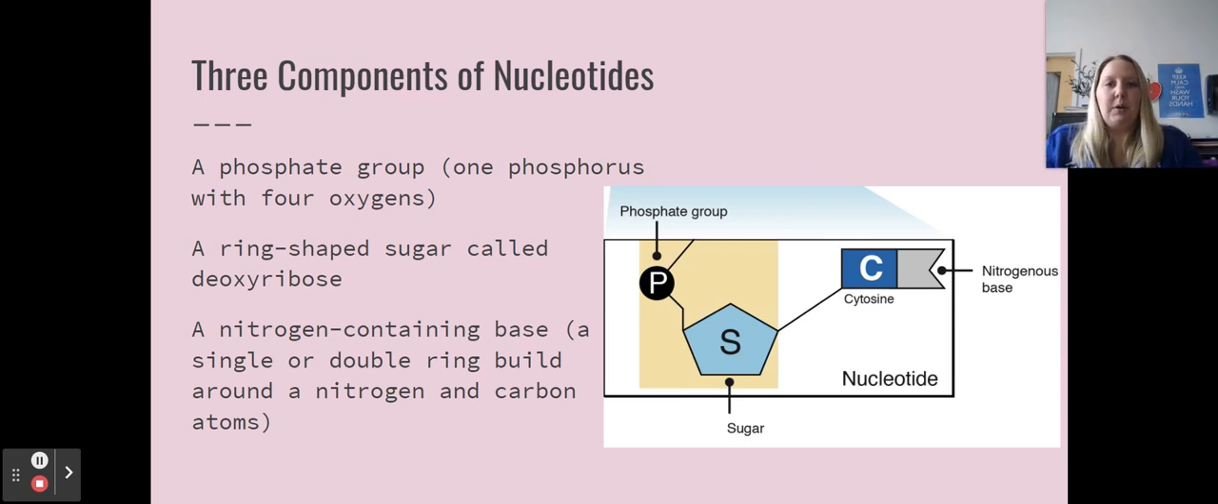There are 3 main components to a nucleotide. A phosphate group, which is 1 phosphorus with 4 oxygens. A ring-shaped sugar. In DNA, it's called deoxyribose. And a nitrogen-containing base that is composed of a single or a double ring structure that is built around nitrogen and carbon atoms.